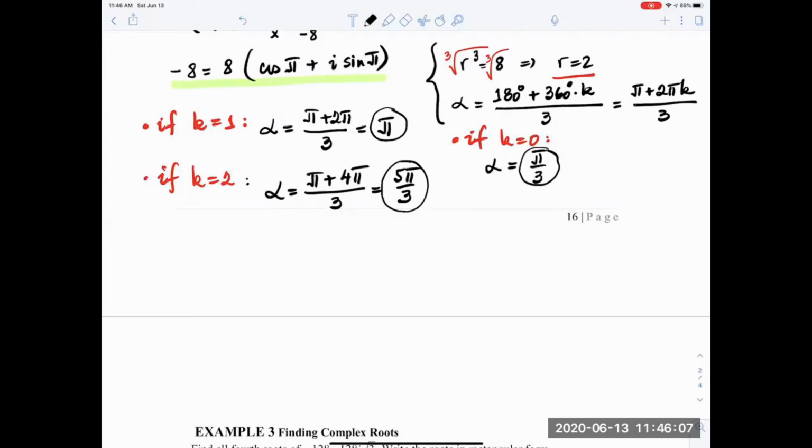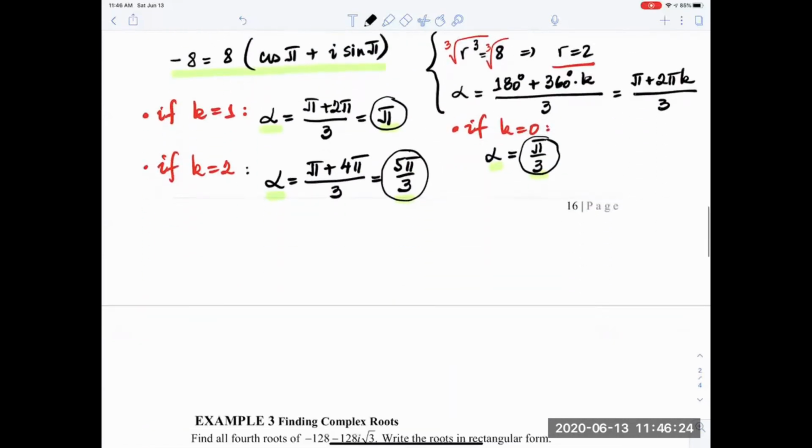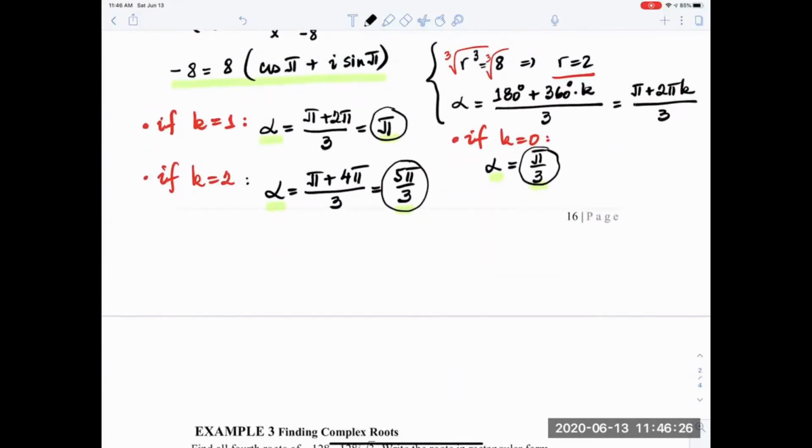Okay, and so to continue here, we got 3 different values for alpha. That means I'm going to have 3 different options for my roots. So let's write them down. We have everything together to plug in and get our roots. So let's see, how do we write this?